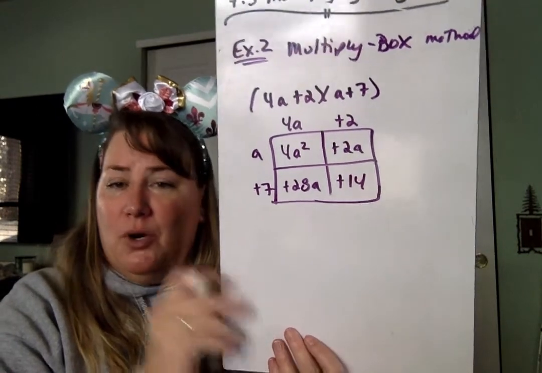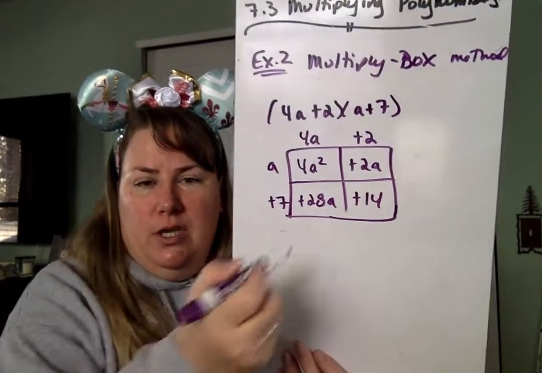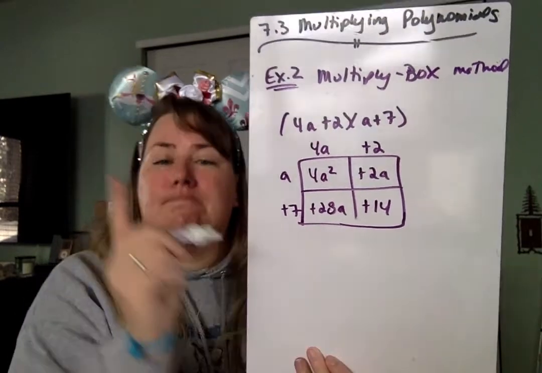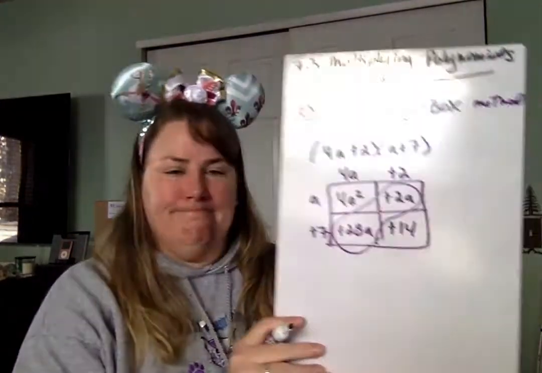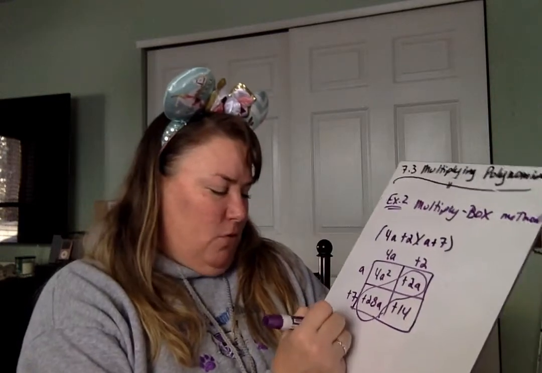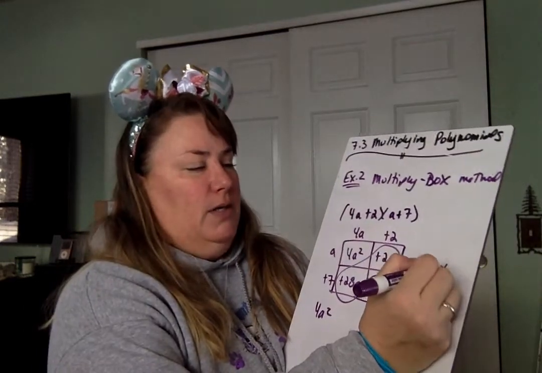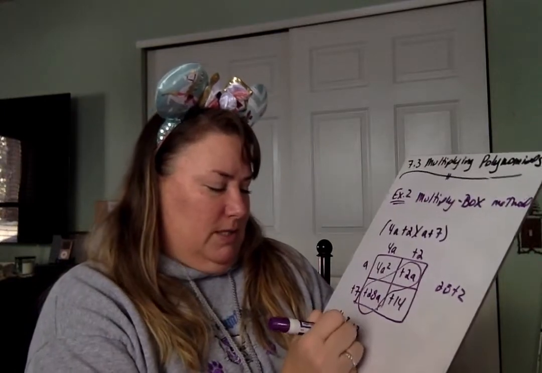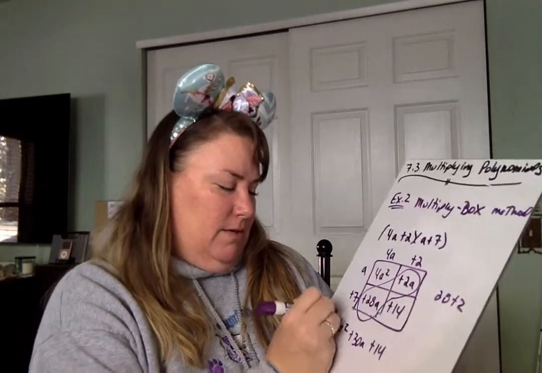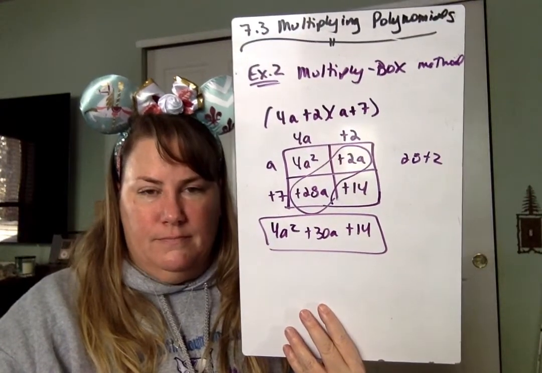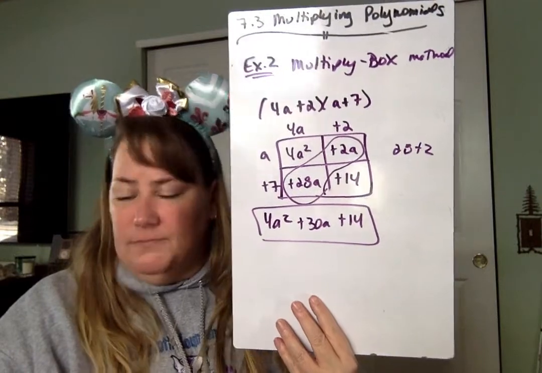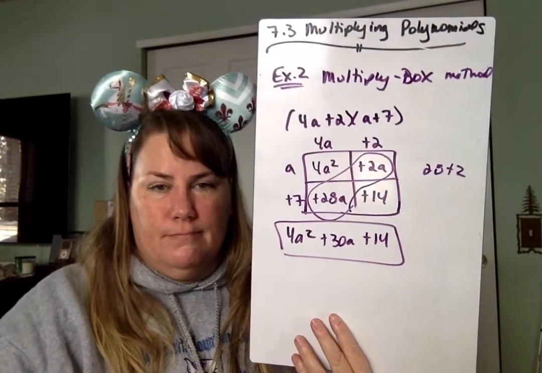Combine your OI. Remember, your OI are your like terms, your outers and your inners, which are in the box, diagonal, if your binomials are in standard form, which they are. So combine those like terms. So we have 4a squared, and then 28 plus 2 is 30a plus 14. There we have it. I like the box. Okie doke. Let's do another one.